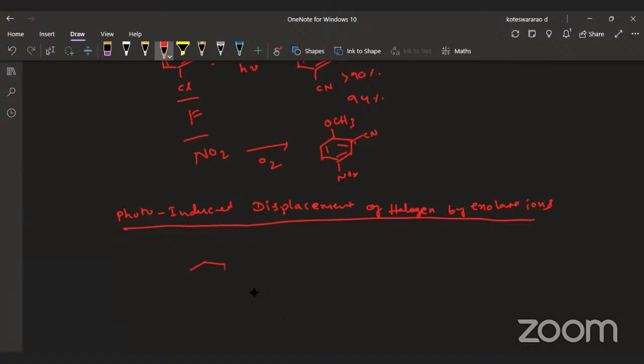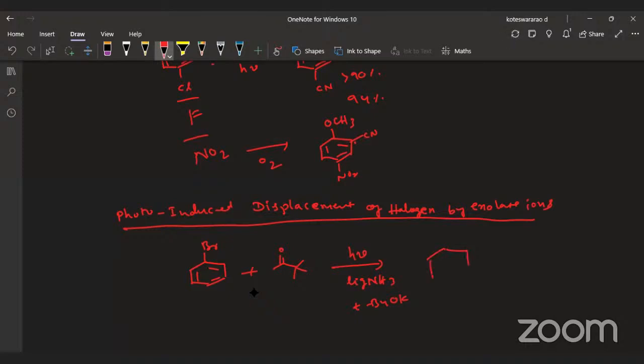Here the substrates are the halobenzene, aromatic compounds. If we take the bromobenzene, it is irradiated with enolate ions. It is treated with irradiation in the presence of liquid ammonia, liquid ammonia, not liquor ammonia, and tertiary butoxide, the potassium salt.